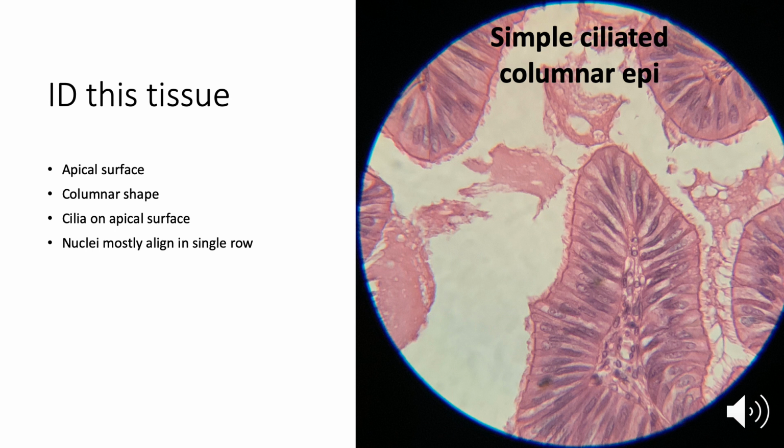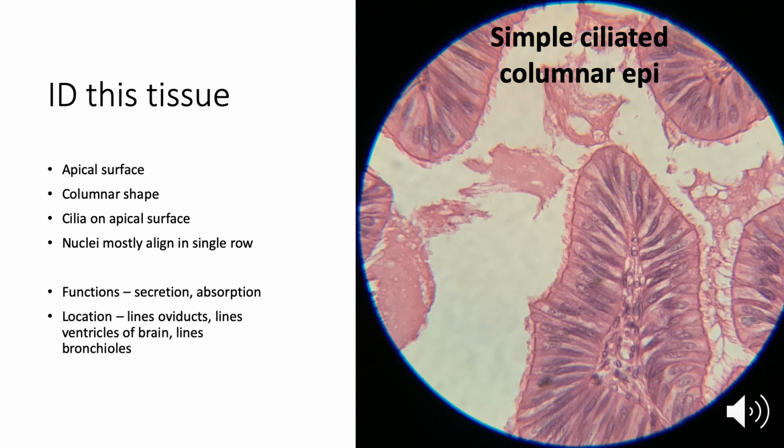Right? Our simples will not be for protection, but simple columnar and simple cuboidal have the same functions, and that is secretion and absorption. For the simple ciliated columnar, we find this lining oviducts, lining the brain ventricles, and lining some of your bronchioles as well.